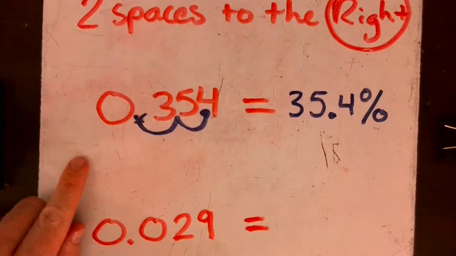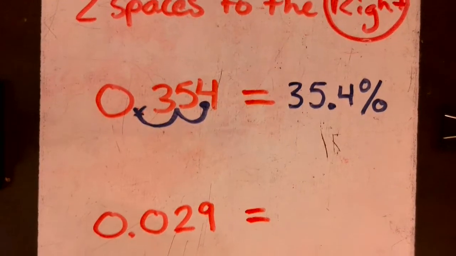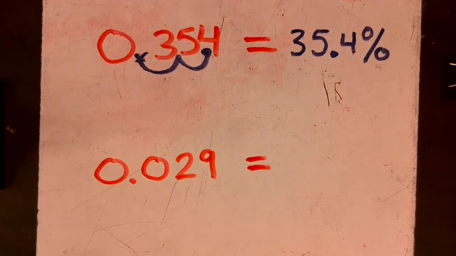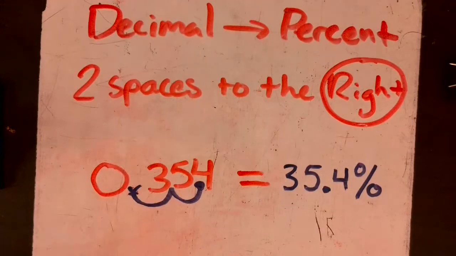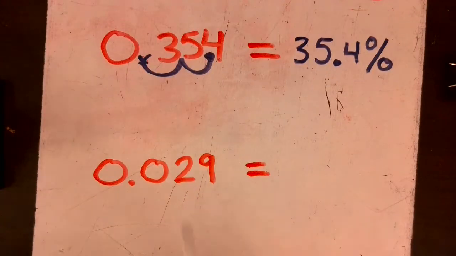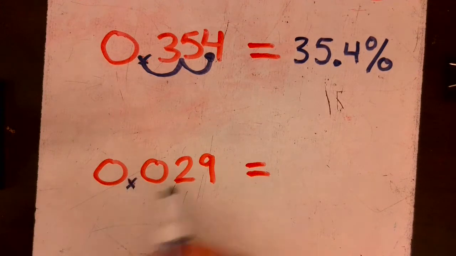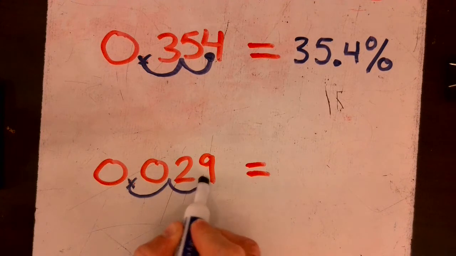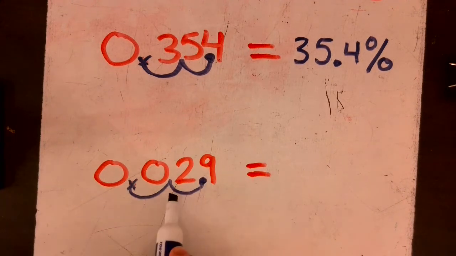Excellent. Let's look at this next one. Here we have 0.029. Once again, I'm going to be moving the decimal point two spaces to the right. So here's my decimal point. I'm going to cross out this one because I don't need it anymore. 1, 2. There it is. It's between the 2 and the 9 now.